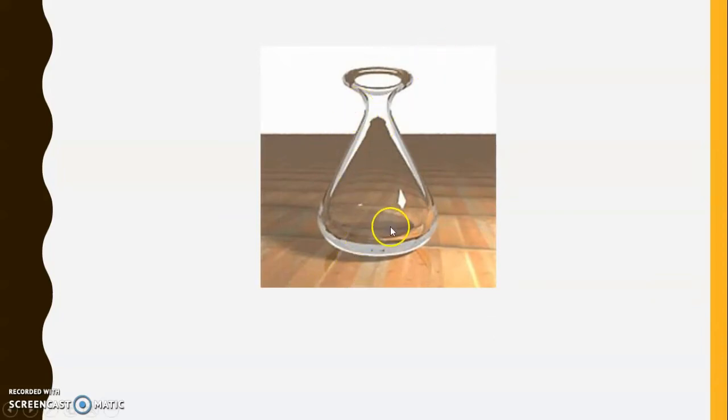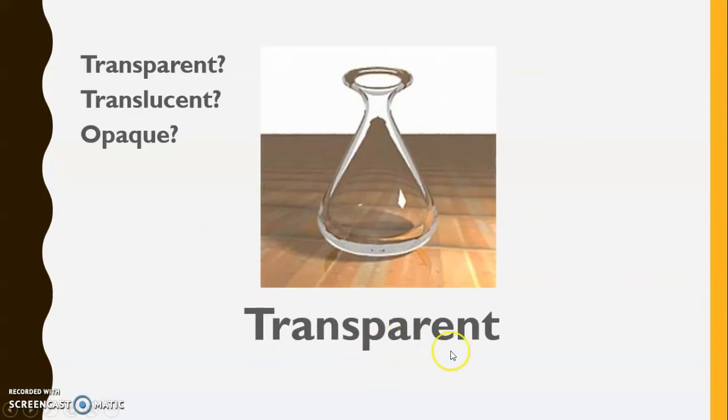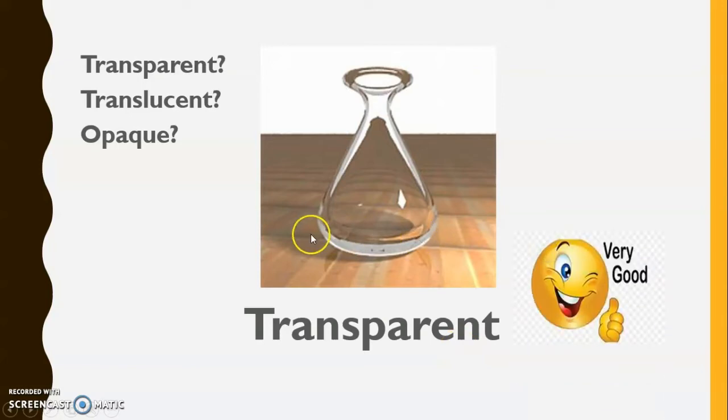It is a container or like a cylinder. So what do you think it is? Is it a transparent, a translucent, or an opaque object? So what do you think, class? What do you think it is? Okay, tell me your answer. Wow, very good. It is a transparent object. Very good.